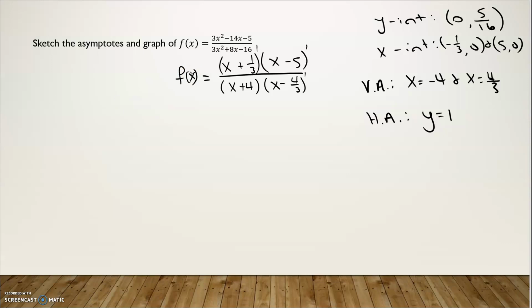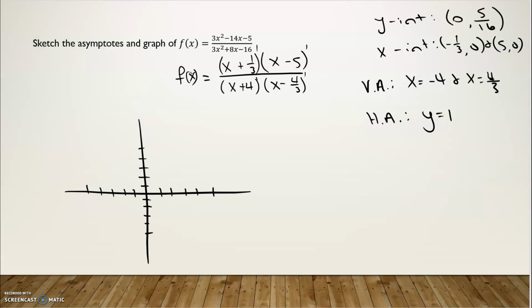Okay, here's the factor form of our function. Notice everything has a multiplicity of 1. Okay, so we're going to try to plot this. Okay, and I'm going to go out to 5 on each axis.